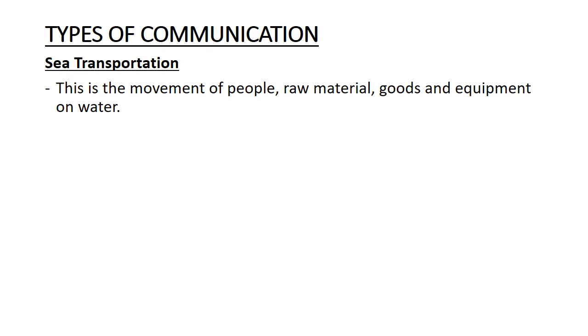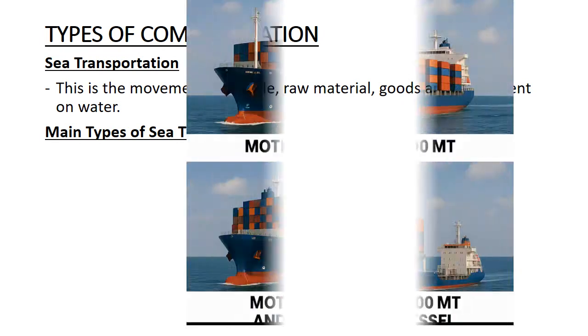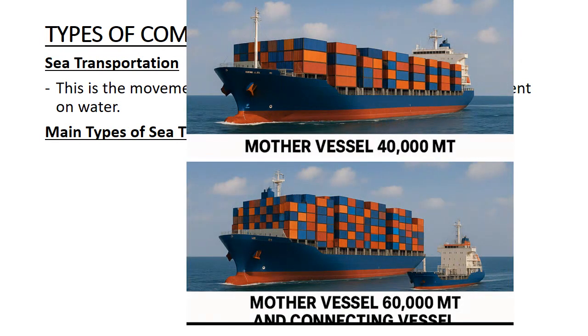We're going to go into a bit more detail to understand the types of equipment that are used in sea transport. The biggest of them all is called a 60,000 metric ton mother vessel. As you can see, it has lots of containers. Later we're going to start the topic of containerization. There's also a 40,000 metric ton mother vessel. Then there's also a small one, this one, which is called a connecting vessel.